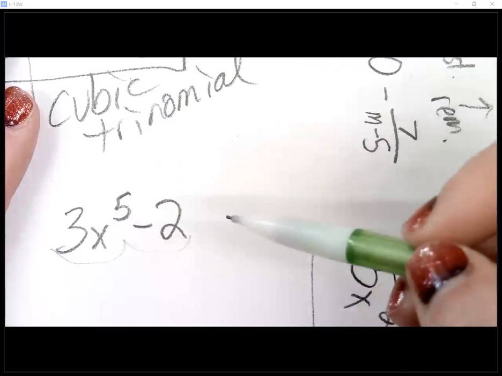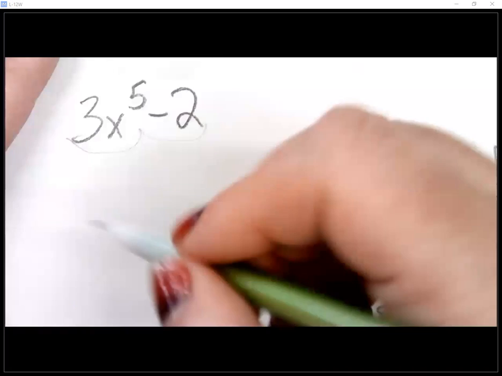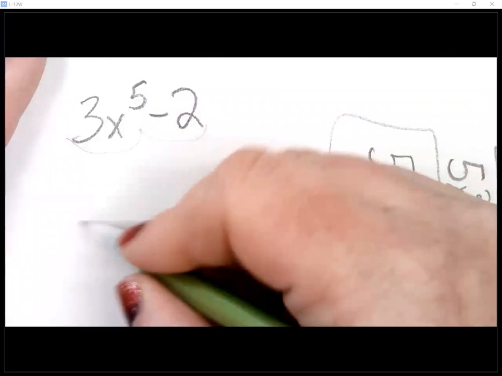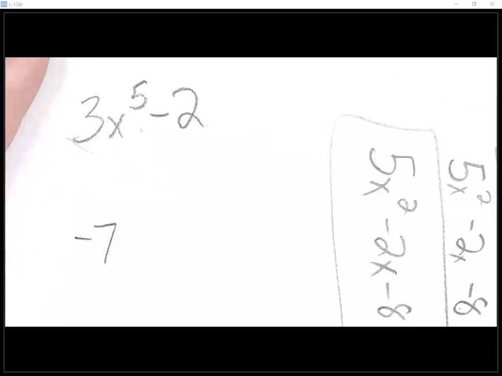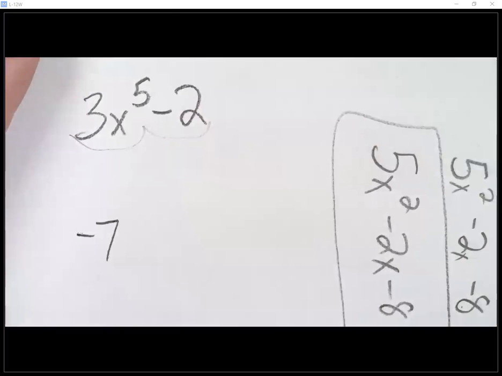Okay, let's try another one. What if I gave you the number -7? Constant monomial. Yes, constant is when it's just a number, there's no variables. Constant, and then 1 term, monomial. What would this be?